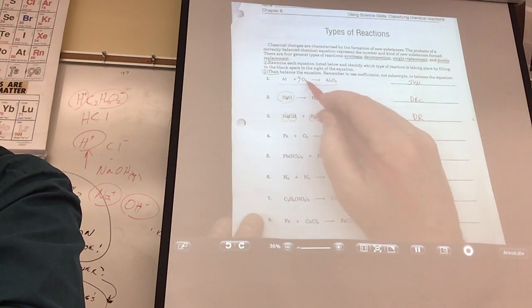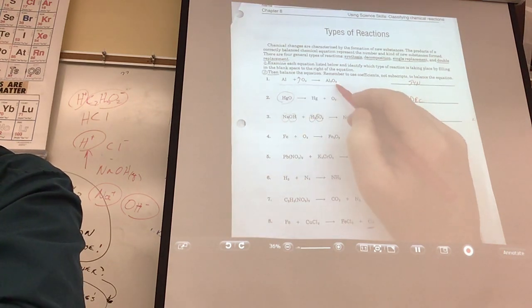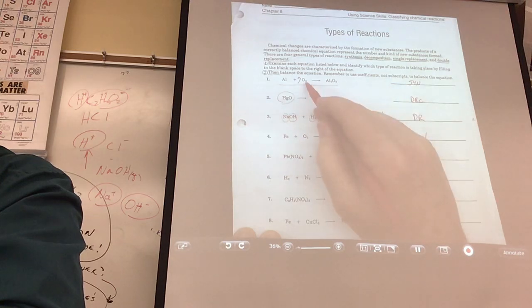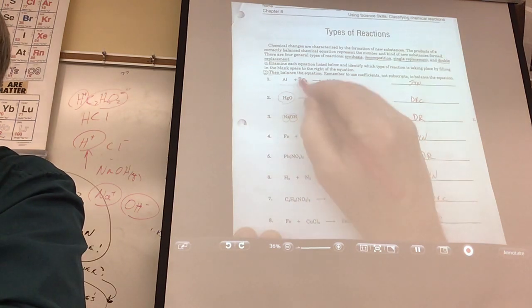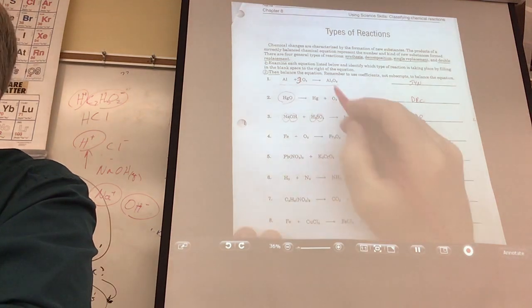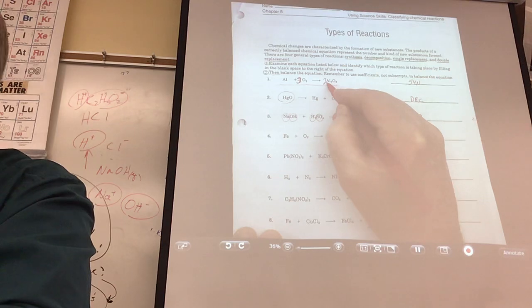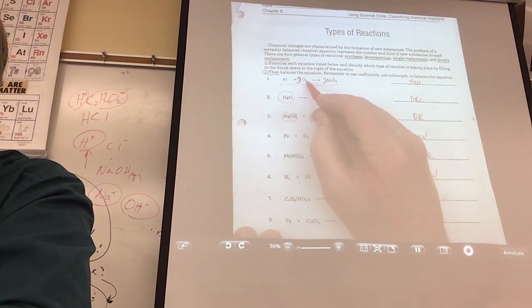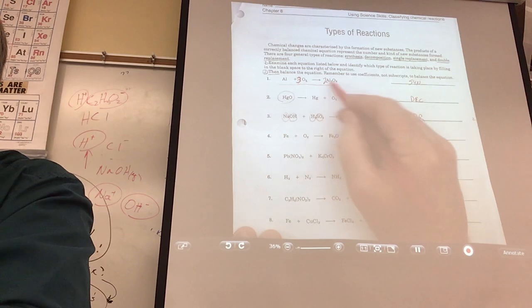What's the smallest number that 2 and 3 go into evenly? 6. All right, what times 2 is 6? 3. There you go. So to fix an odd even mismatch, it's almost like taking that number and making it the coefficient. Now watch, how many oxygens over here, Aurora? You don't add, you multiply. 6. How many oxygens here? 6. That's it, they're balanced.